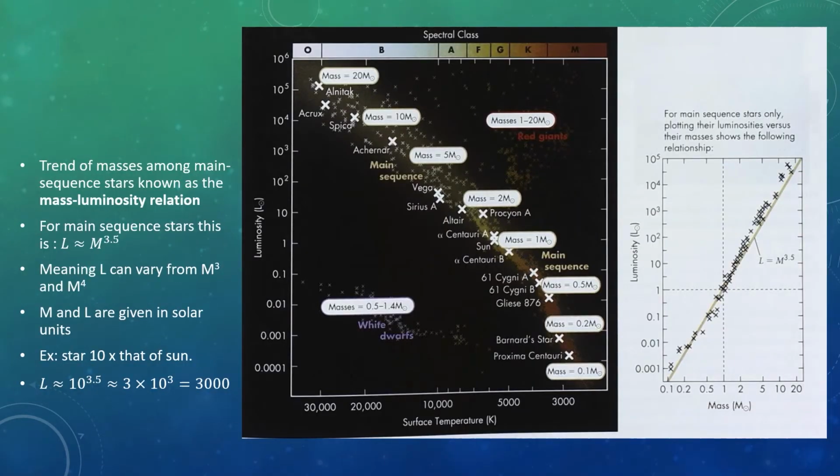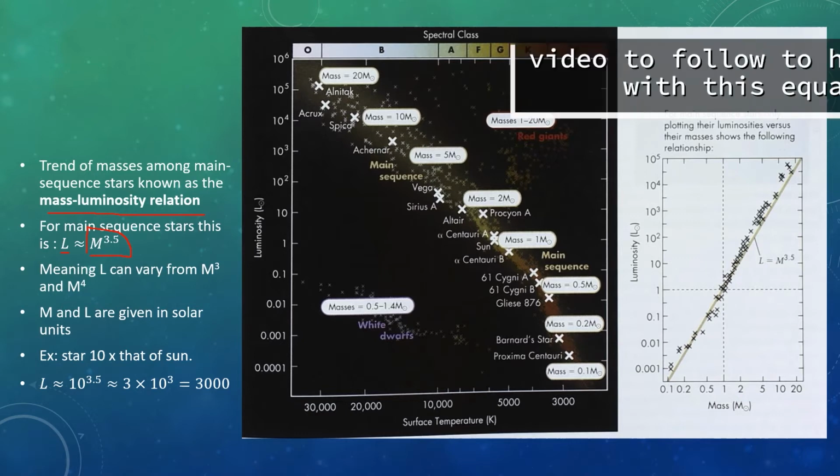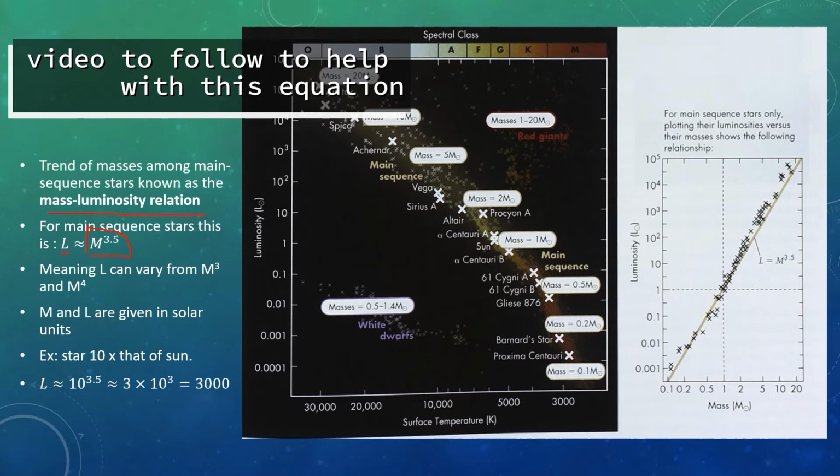We also found a correlation between the mass of a star and its luminosity within main sequence stars. The greater the mass, the greater the luminosity. This trend of masses among main sequence stars is actually known as the mass-luminosity relation. For main sequence stars, this is L, or luminosity, equals M to the 3.5, meaning luminosity can vary from M to the third to M to the fourth. M and L are given in solar units.